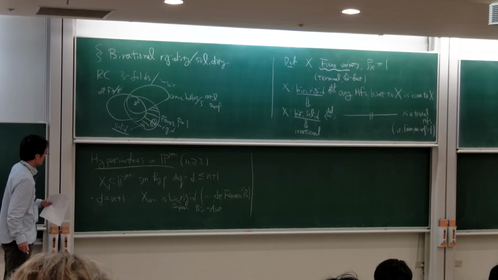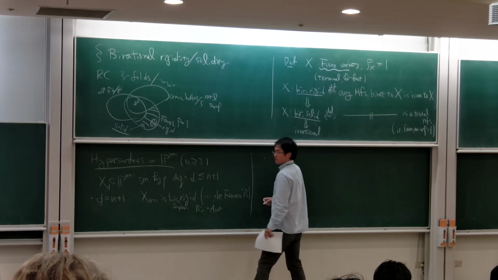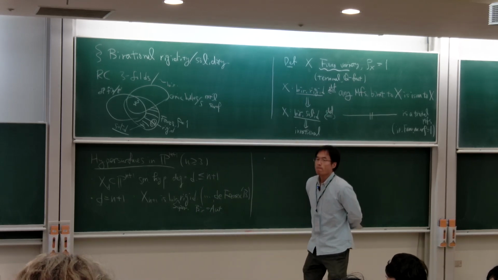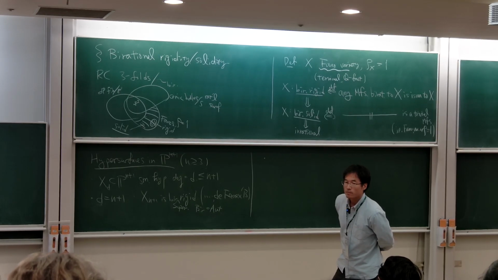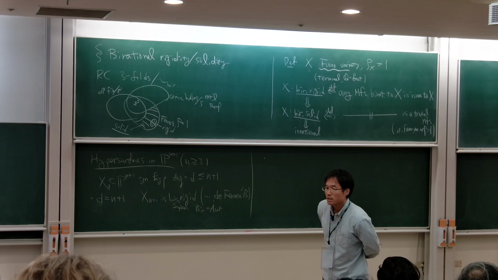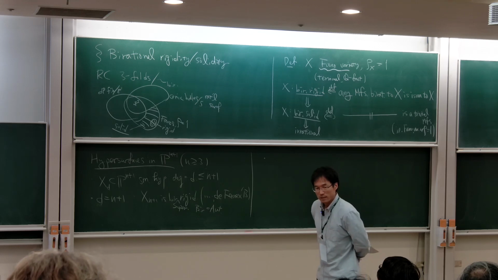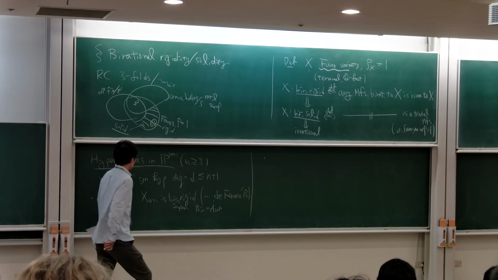If you have a Fano threefold, birationally solid, that implies that it is not ruled. That it does not admit a rational map to a surface whose fibers are rational curves. Actually, right, yes.